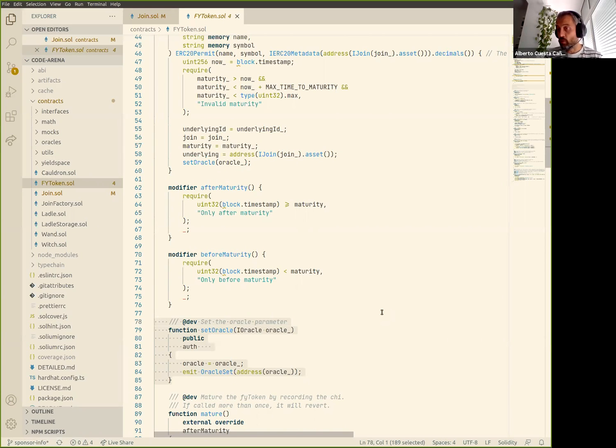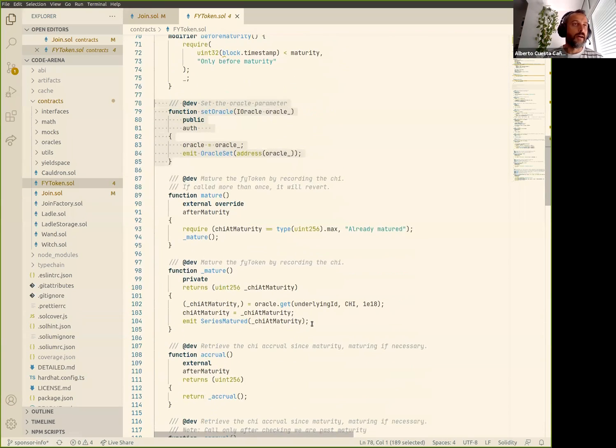Before, in v1, you had to tell the FYToken how much underlying to give someone on redemption. Now you don't have to do that. Now the FYToken is self-contained. If someone redeems their FYTokens and there is a savings rate that needs to be applied, the FYToken will know about it, and it will do it here. It will get from the oracle for the underlying the chi rate, normalized at a rate of 1 ether. That's one thing that we changed.